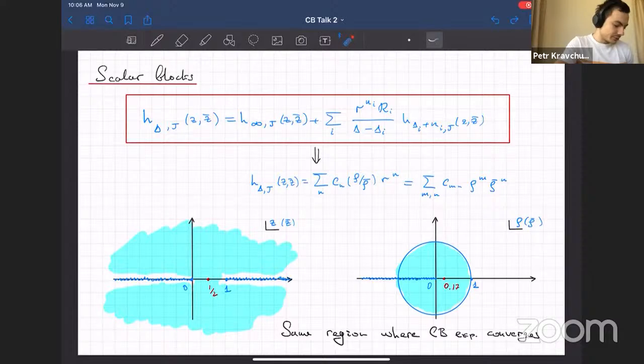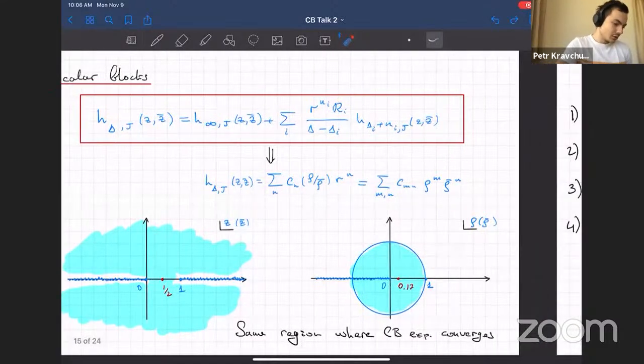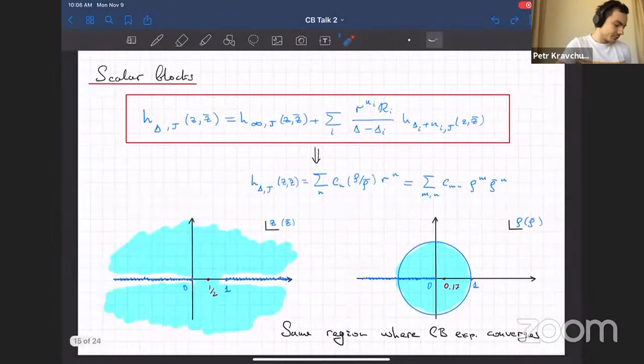Okay, are there any questions about this? Because now I'll just move on to the case of general 3D blocks and go over that in the remaining time. Do I have like 15 maybe more minutes?